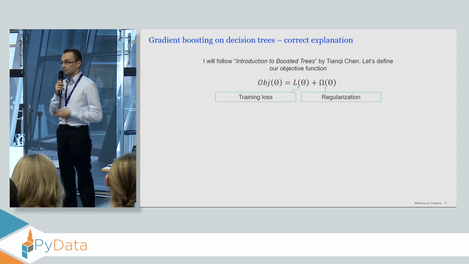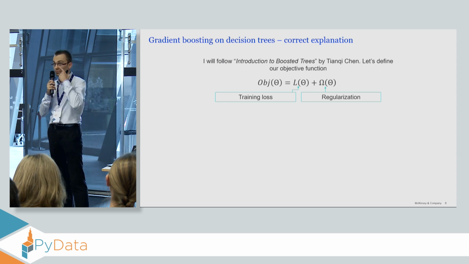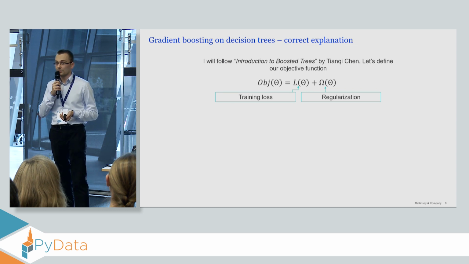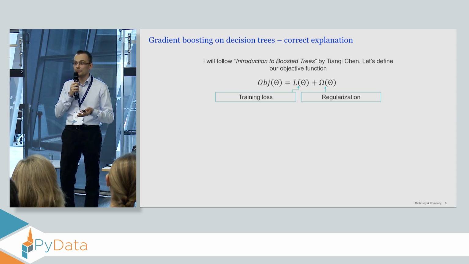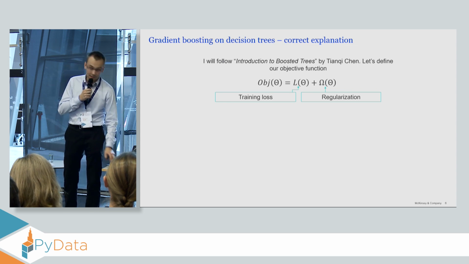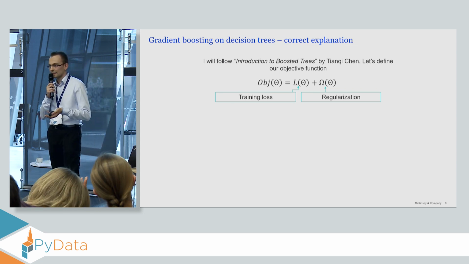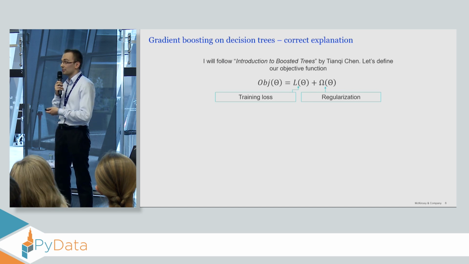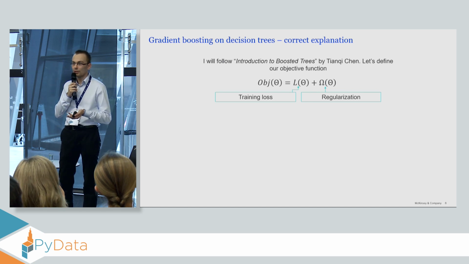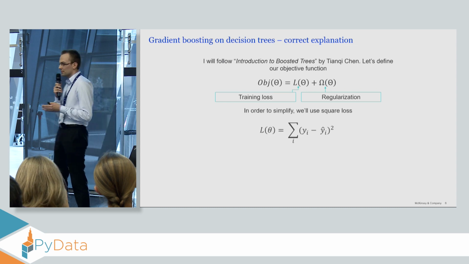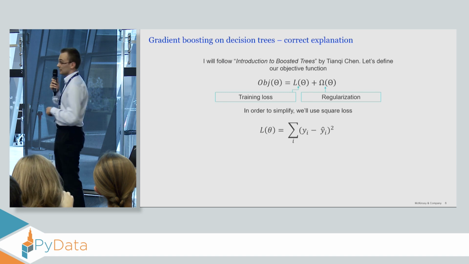Mr. Tianqi Chen is the author of XGBoost, and he firstly observes that if you have an objective for a classifier, you usually can split it into a training loss and a regularization term. So for example, if you have some kind of elastic net model, in the training loss you have some kind of square error, and in the regularization term you have a sum of L1 and L2 penalties. So here, in order to simplify a bit, I will use the square loss.